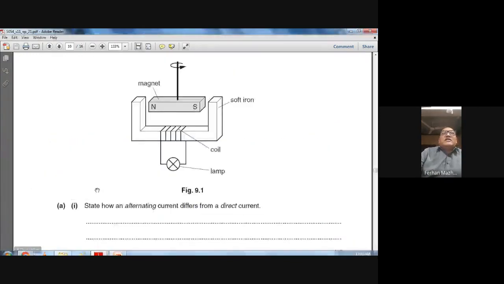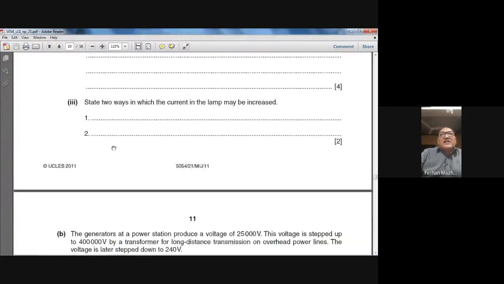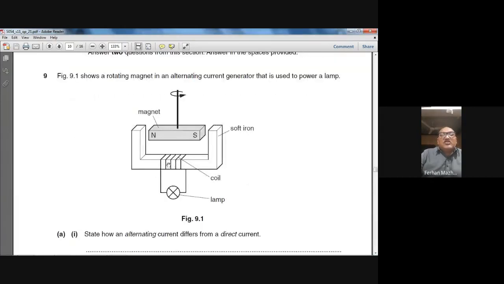Hopefully you have understood. The next one is: state 2 ways in which the current in the lamp may be increased. If you want to increase the amount of current which is produced in this coil, there are several methods. So we have to mention two. You can increase the number of turns per unit length here. Turns of the coil, the number of turns of the coil per unit length, you can increase that, the current will increase. Or use a stronger magnet, the current will increase. Or move or rotate this magnet faster, then even then the amount of current induced will increase.